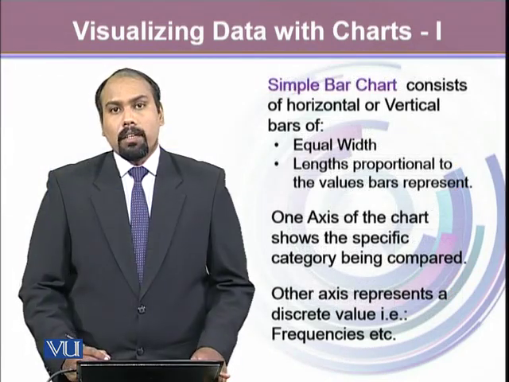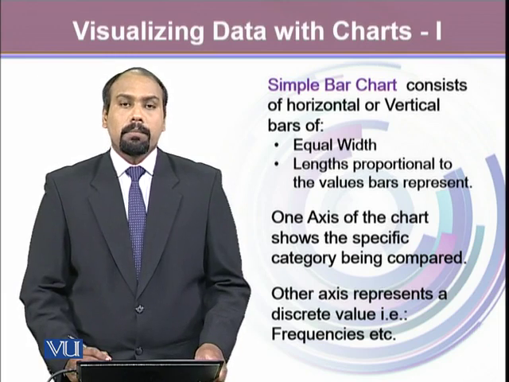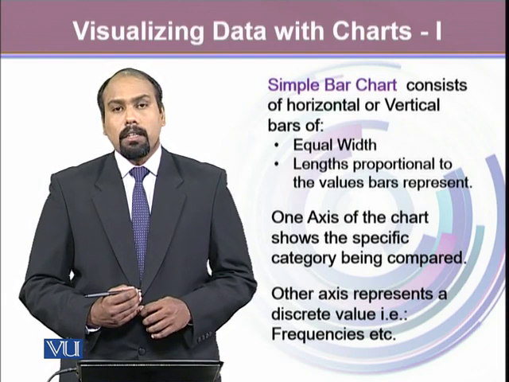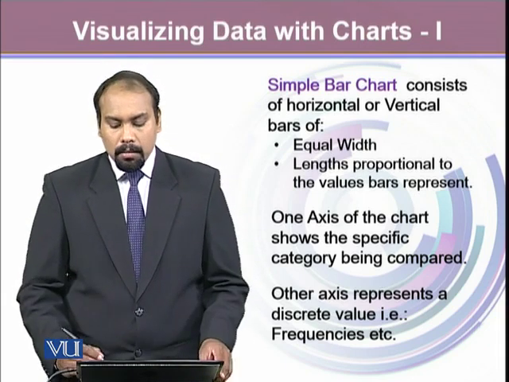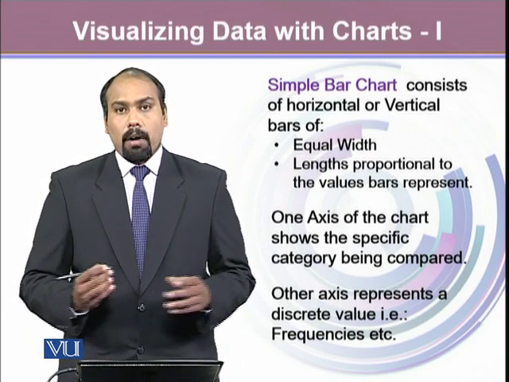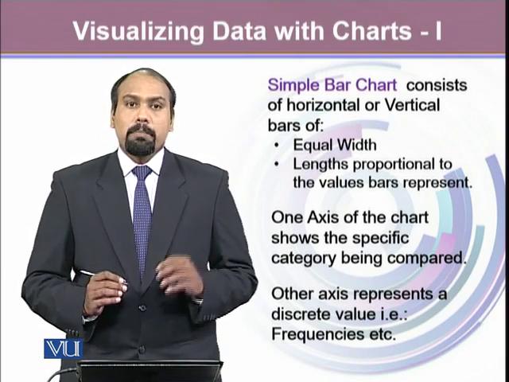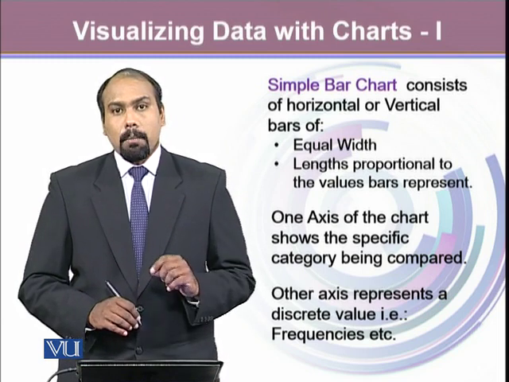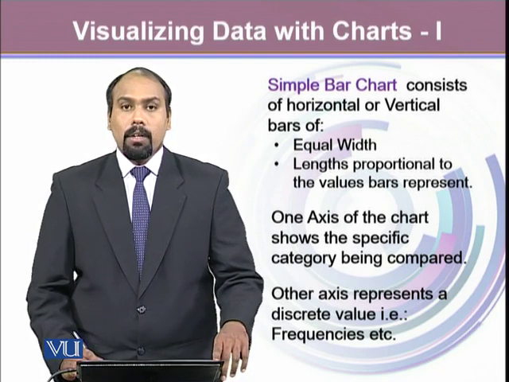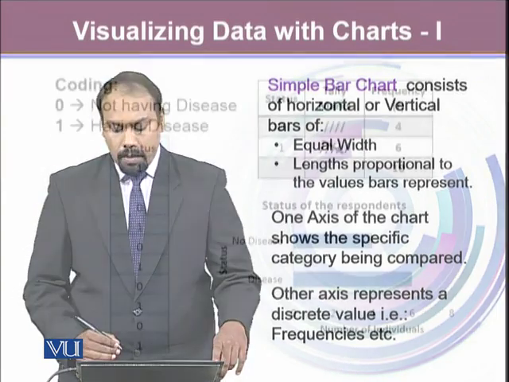The first type of chart that we want to review in this module is the simple bar chart. Simple bar chart consists of horizontal or vertical bars. These bars are of equal width, and also their length is proportional to the values these bars represent. One axis of the chart shows the specific category being compared, whereas the other axis represents a discrete value, that is frequency in our case, but it can be some other values as well.